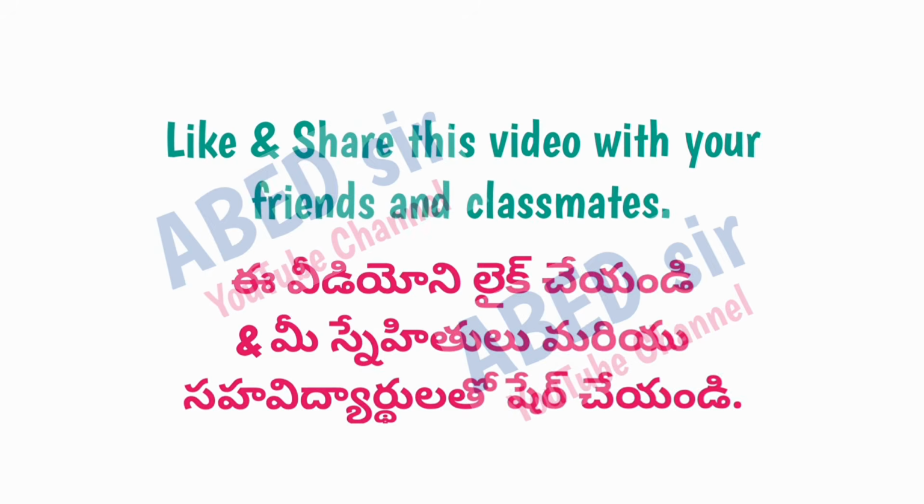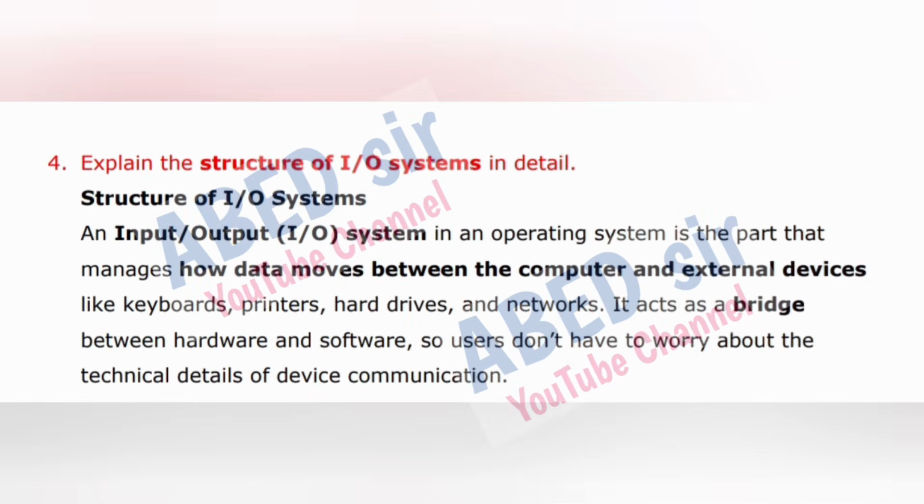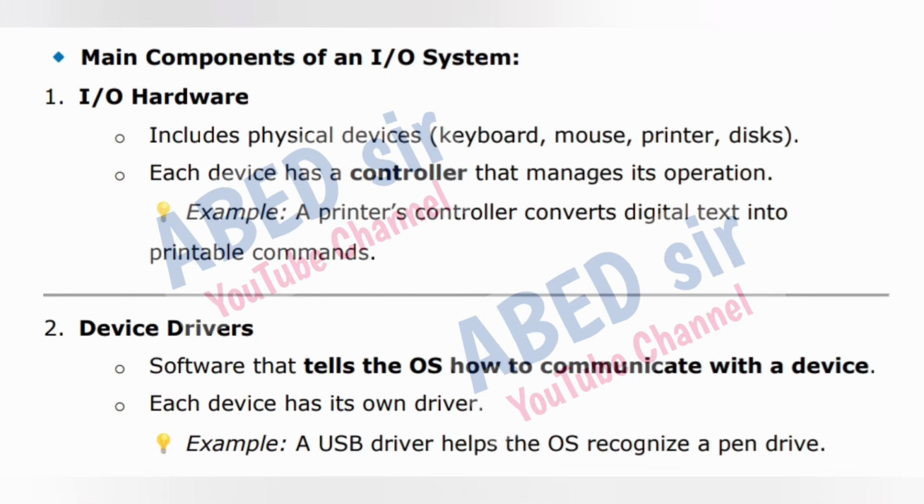Next important long question is 4. Explain the structure of I/O systems in detail. Structure of I/O systems. An input-output I/O system in an operating system is the part that manages how data moves between the computer and external devices like keyboards, printers, hard drives, and networks. It acts as a bridge between hardware and software, so users don't have to worry about the technical details of device communication. Main components of an I/O system.